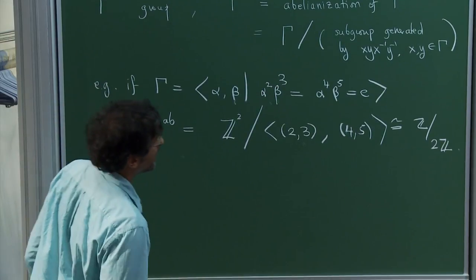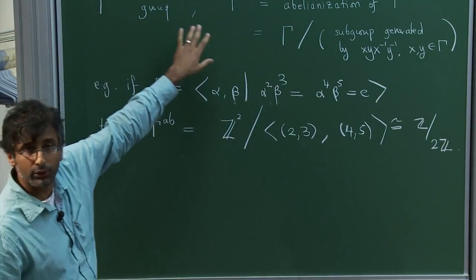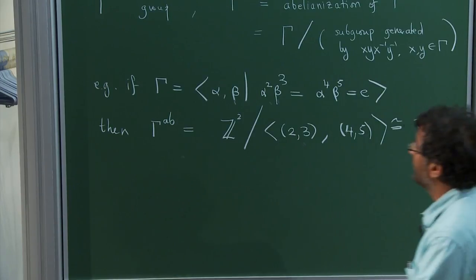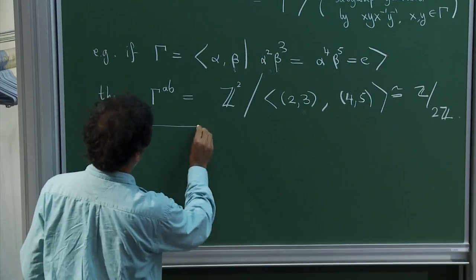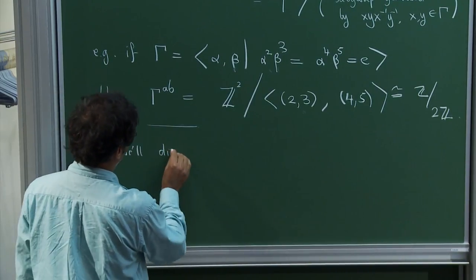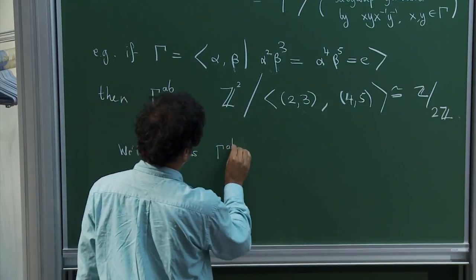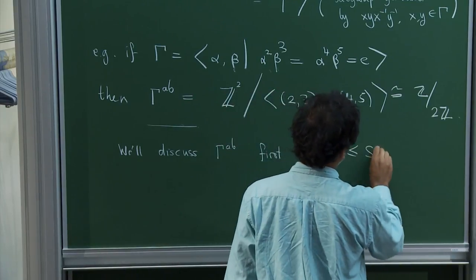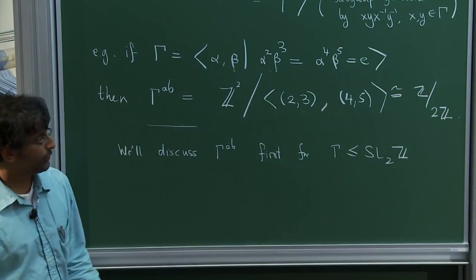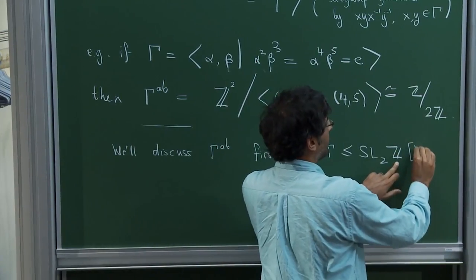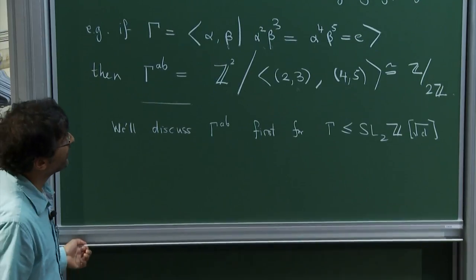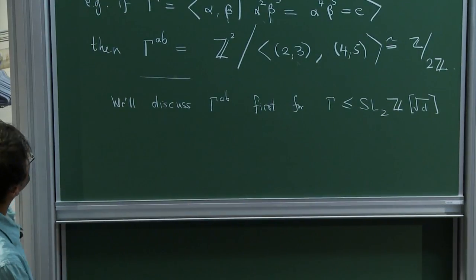All right, so what I'll start by doing is we'll do this for subgroups of SL2Z, and I'll explain why you might be interested in doing that from the point of view of holomorphic modular forms. And then we'll discuss this gamma ab first for subgroups of SL2Z. And then after we do that, I'll make this Z into a Z square root d, and we'll see how the situation changes. Okay. So. Right.